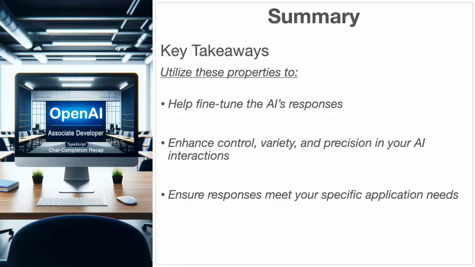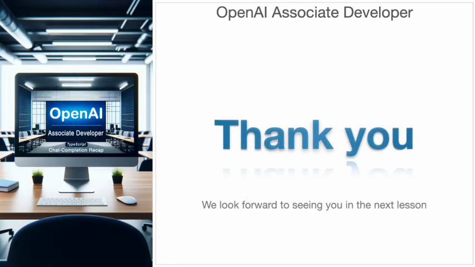These properties, when used effectively, can enhance the control, variety, and precision of the AI's output, ensuring it meets the specific needs of your application. For now, this concludes our section on the OpenAI Chat Completion API call.